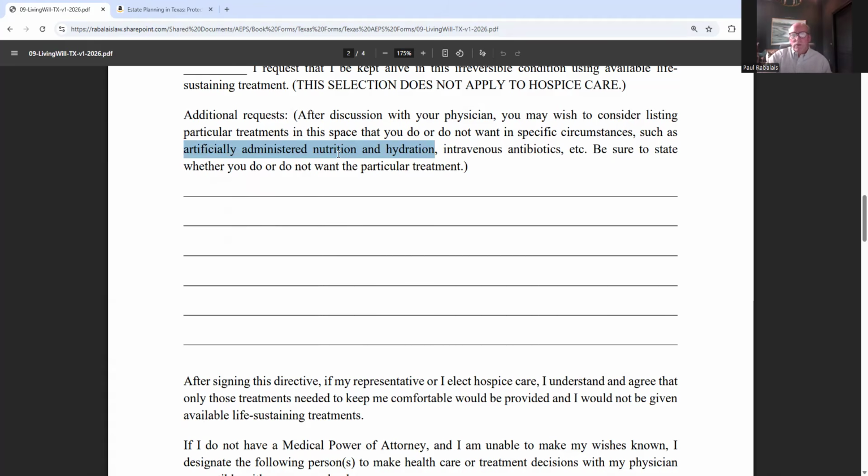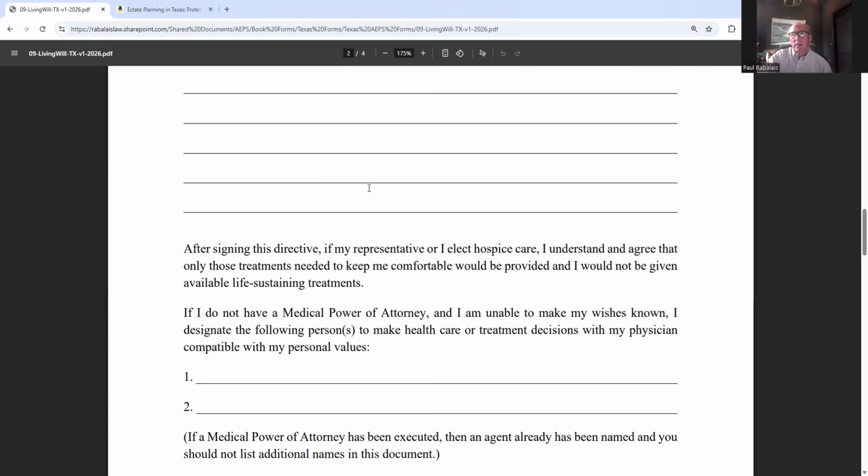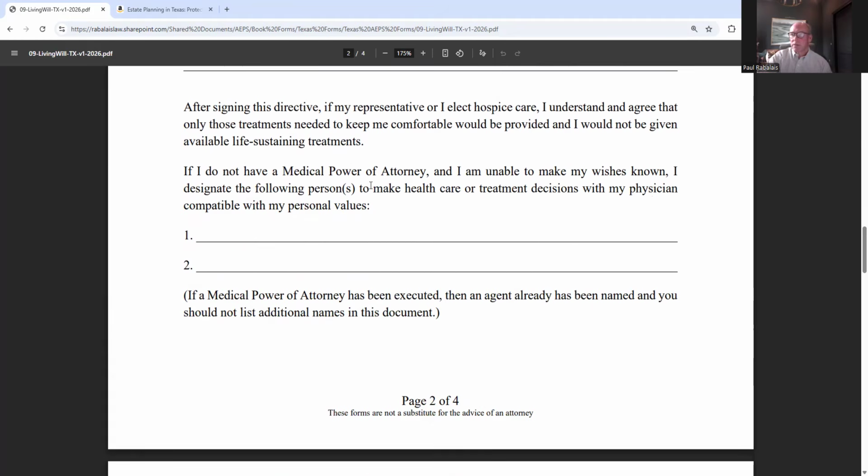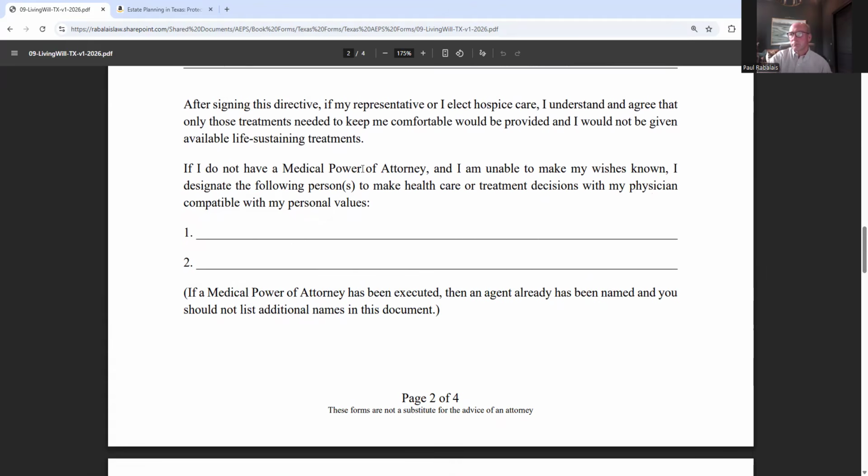So that's just one of those things that some people have specific instructions about. But you do have to be careful when you write in certain things, because you may write things and think they apply to one set of circumstances, when they maybe apply to another set of circumstances that you weren't thinking of. So be real careful and don't put in these additional requests without serious thought and discussion.